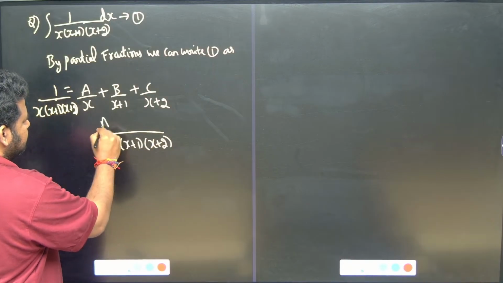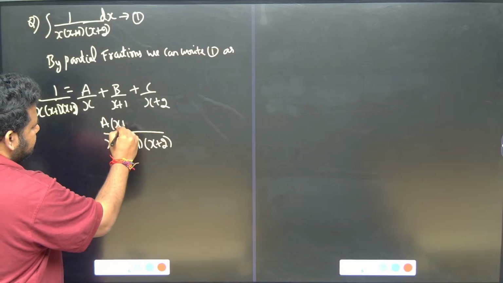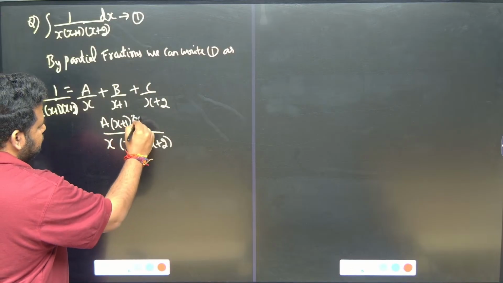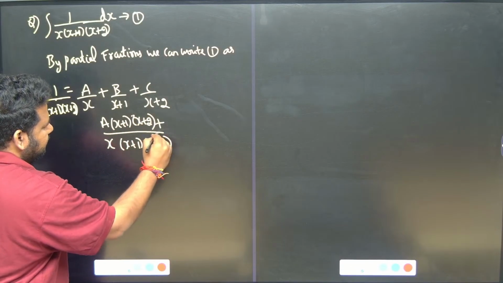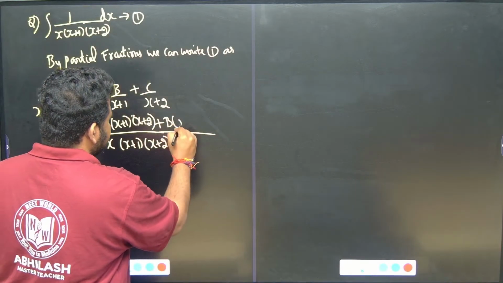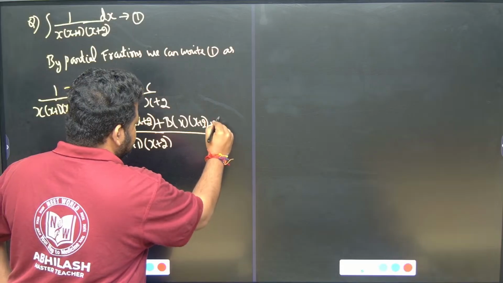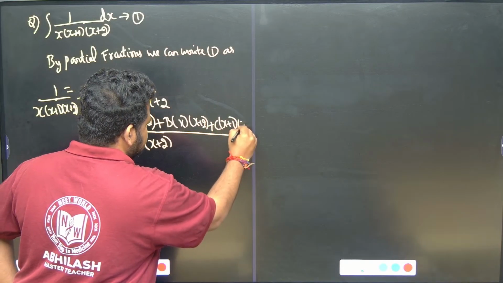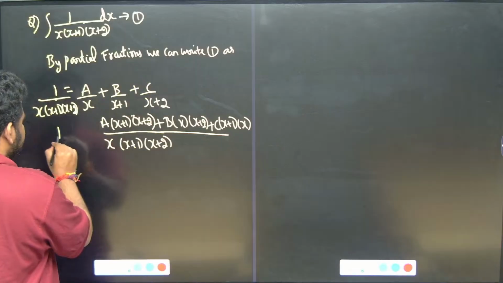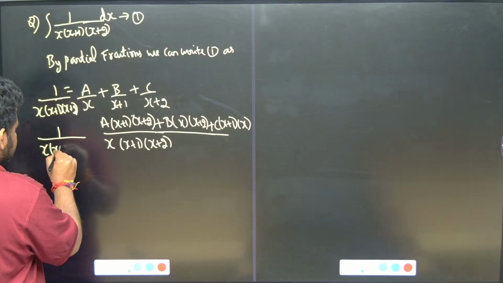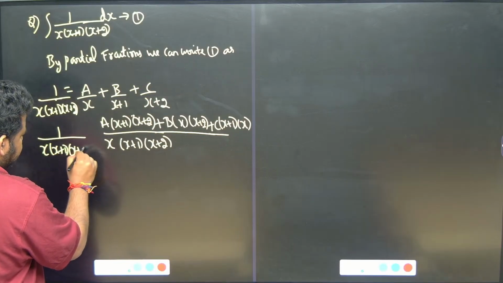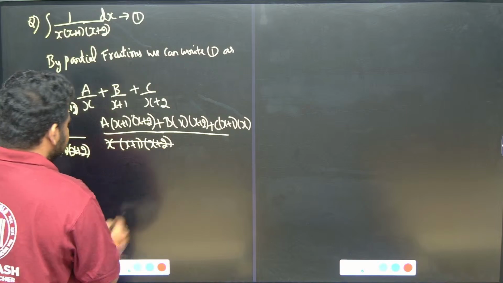Now a will be what? x cancels, I have x plus 1 into x plus 2. b will be x into x plus 2. c would be x plus 1 into x. Correct? So 1 will be there, and here I will have x into x plus 1 into x plus 2. So this and this I can cancel.